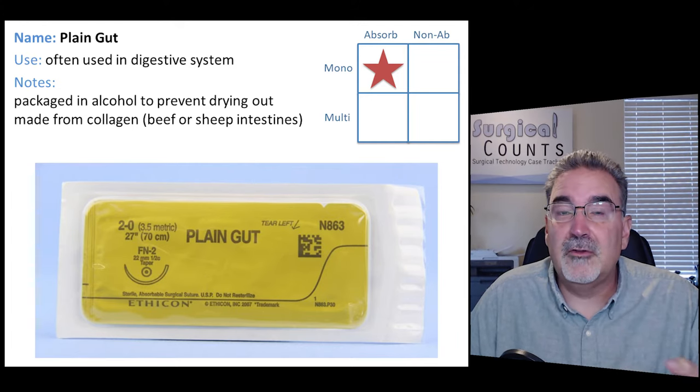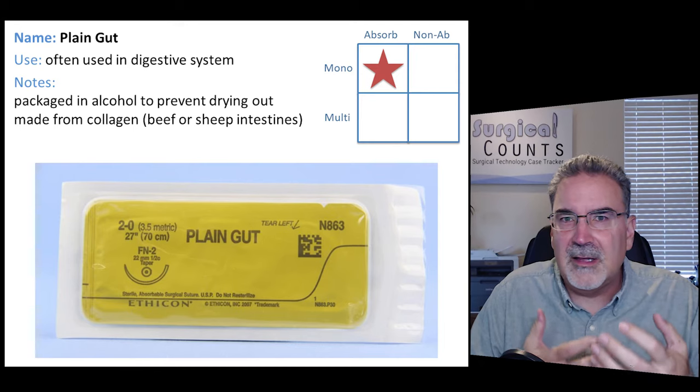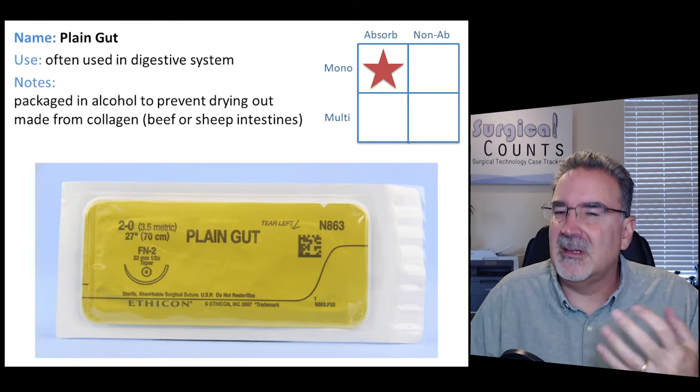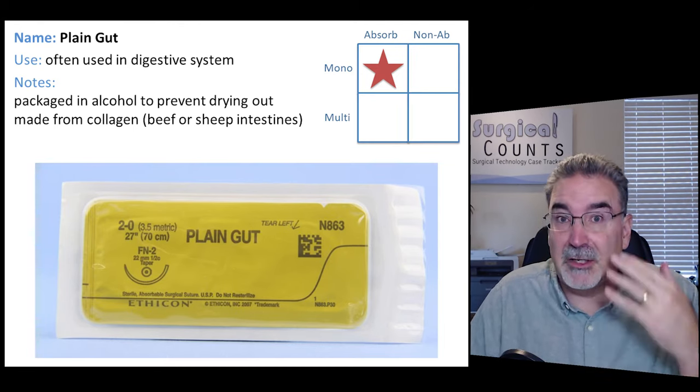And this suture is going to be used in areas with lots of really good blood flow that are going to heal very, very quickly. Often used in the digestive system, especially the upper digestive system. Think the mouth, the tongue, the lips, things like that. Or even places like a circumcision that, again, has a lot of blood flow. It's going to heal very rapidly. Plain gut suture is often used in these areas.